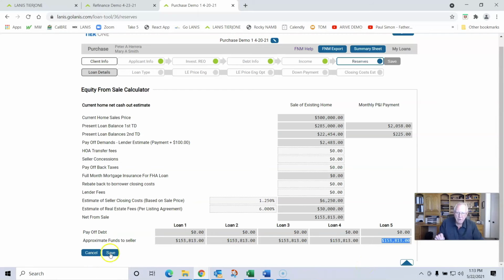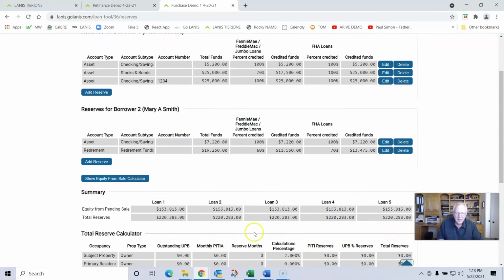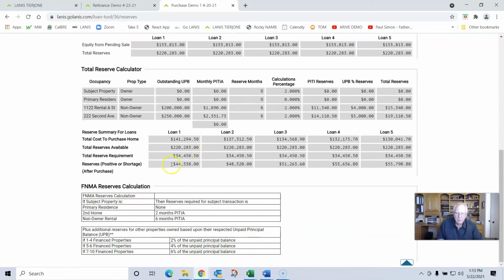Very key, very important to understand, because if you have a negative number down here, don't even bother submitting the loan because you don't have enough reserves and that loan will never go through. Now, could they use gift funds? The answer is yes. So talk with your borrowers. Get a good clear number of what those reserves are, and at that point you've got a rock solid loan.